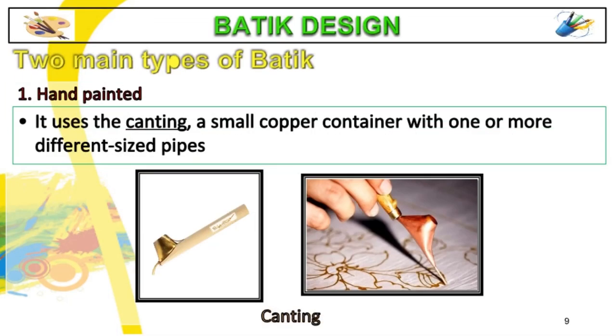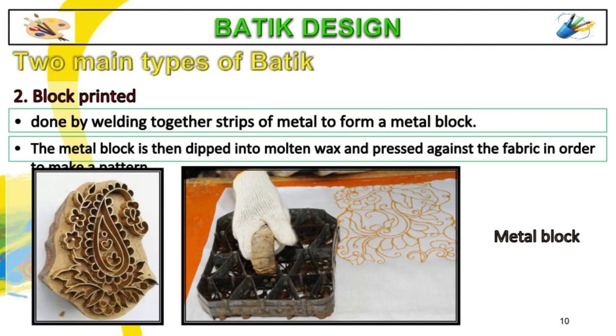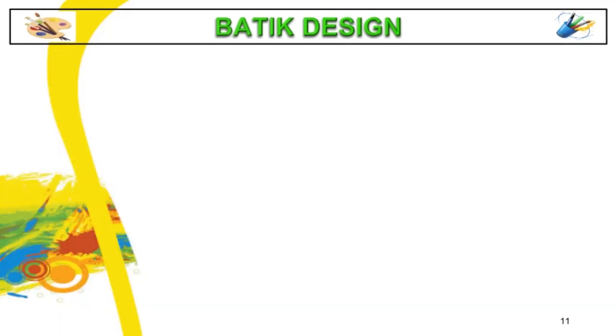Two main types of batik. One is hand-painted, which uses the canting, a small copper container with one or more different sized pipes. The second type of batik is block-printed, which is done by welding together strips of metal to form a metal block. The metal block is then dipped into molten wax and pressed against the fabric in order to make a pattern. Let us watch how batik is being designed and made.